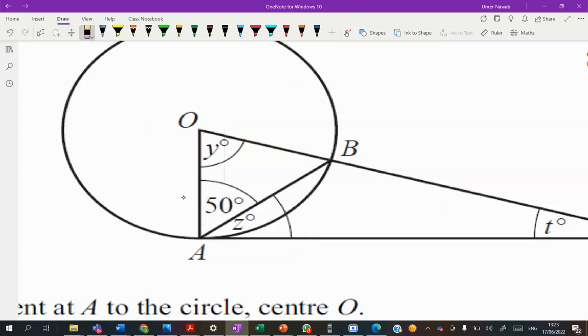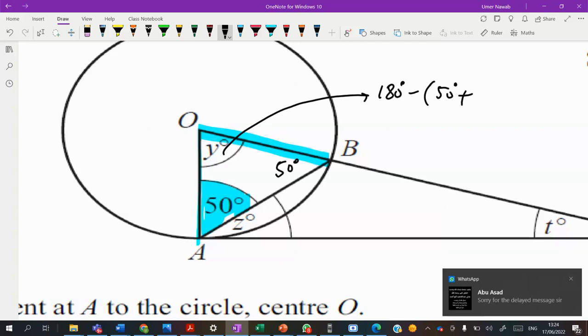So their opposite angles must be the same. So the opposite to OB is 50. Then opposite to OA must also be 50. Then I can easily find y: 180 minus the sum of the two angles, 50 plus 50. So this answer comes to me as 80 degrees.